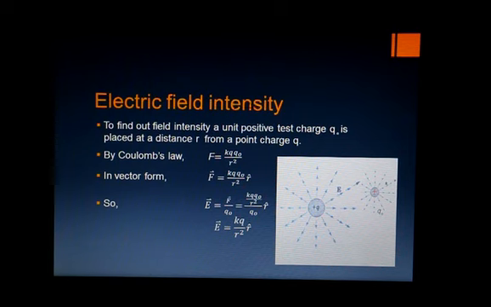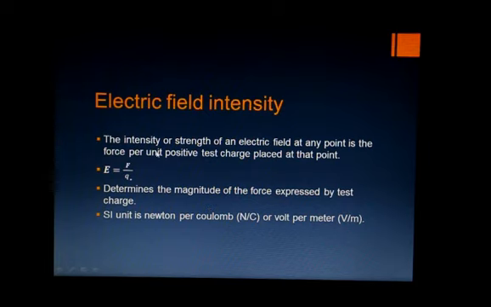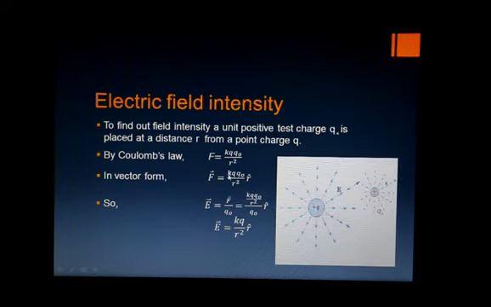Okay, now when we use this force in the formula which is used to define electric field intensity, earlier I showed you again this equation I am talking about, and instead of this F, we are going to use this equation, this one I am talking about.